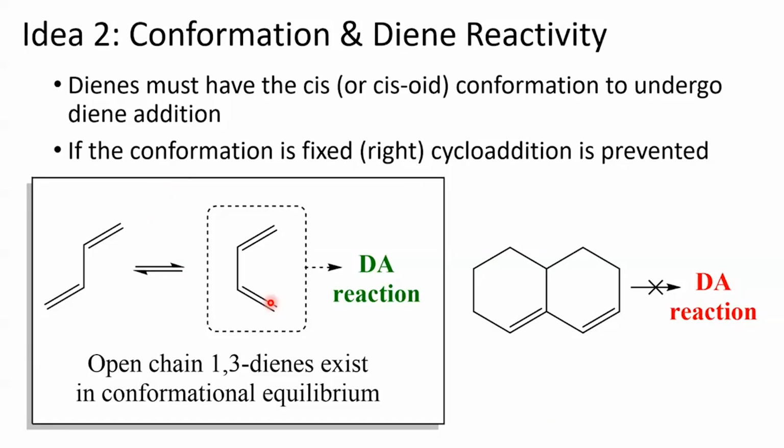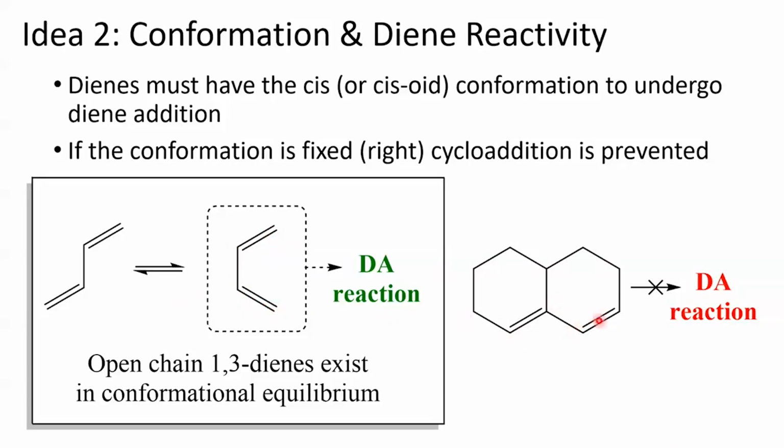Okay, idea number 2, conformation and diene reactivity. Here we have our 1,3-butadiene once more. And if you have that floating around in solution, it is in a conformational equilibrium, meaning it is shifting between this open chain form and this cissoid form shown here. Your diene must have this cis or cissoid conformation if it is going to react by a Diels-Alder reaction.